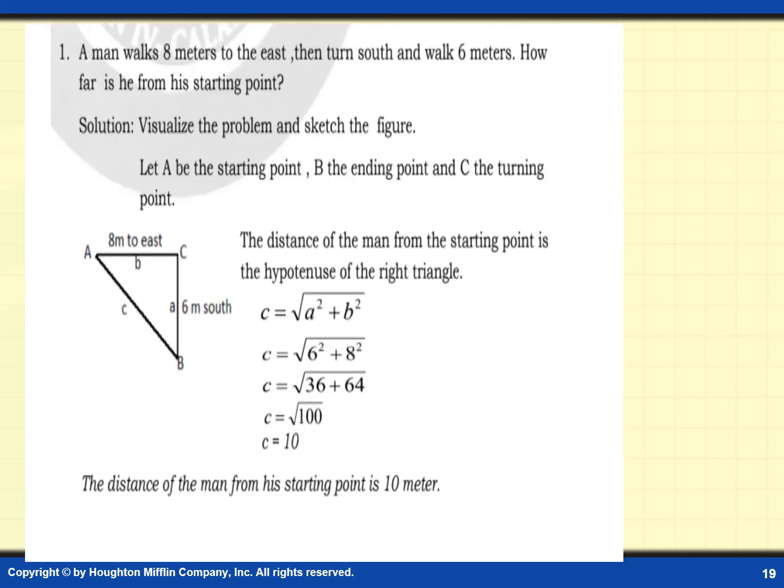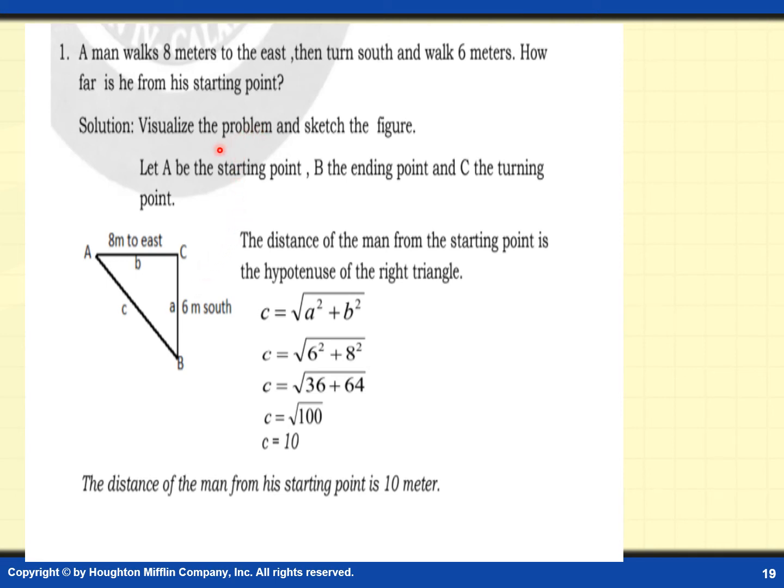Okay? Another problem. A man walks 8 meters to the east. And then turn south and walk 6 meters. How far is he from his starting point? Ito po yung magiging topic natin for sa third quarter. It is all about the Pythagorean theorem. Pero meron na po kayong pahapyaw po dito.